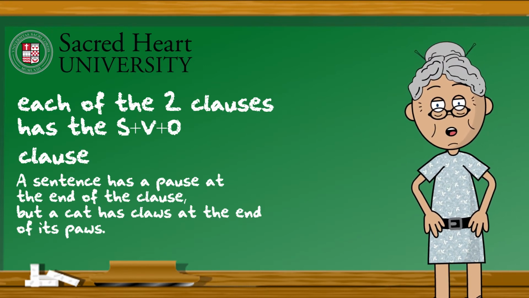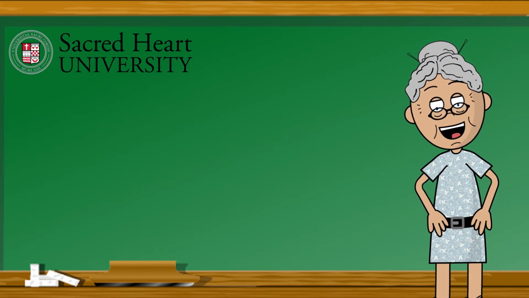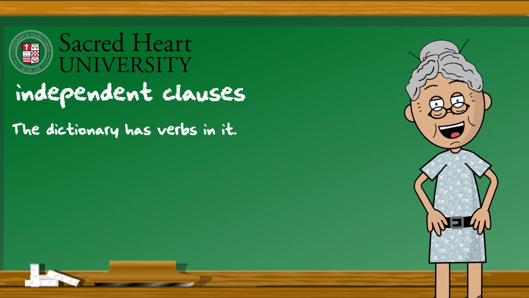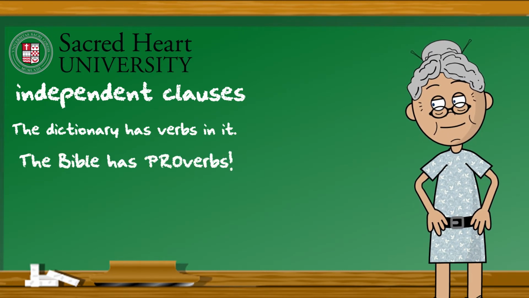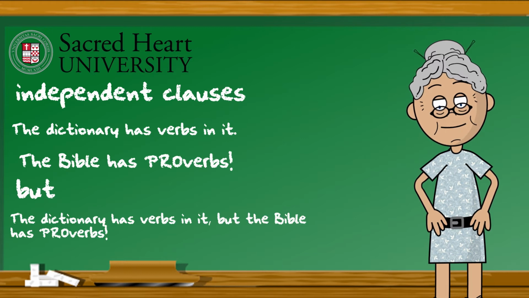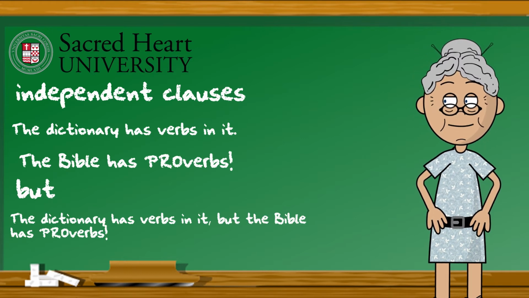Now, when two clauses like these each could be a whole sentence on its own, we call them independent clauses. They could each be a separate sentence. The dictionary has verbs in it. The Bible has proverbs. Or they could be joined with a conjunction like but to make a complex sentence. The dictionary has verbs in it, but the Bible has proverbs.